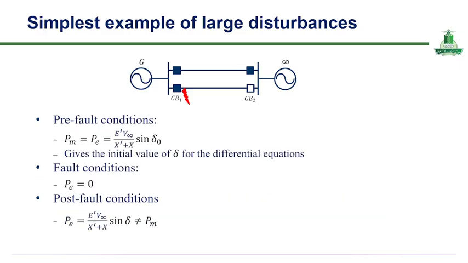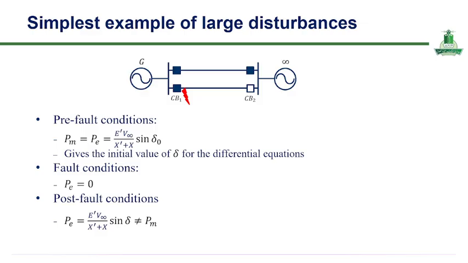Okay, this slide presents the simplest representation of a large disturbance in a power system, typically a fault occurring between a generator and an infinite bus. Under pre-fault conditions, the system operates in a steady state where mechanical power equals electrical power, and the initial rotor angle delta zero is determined by the power angle equation.